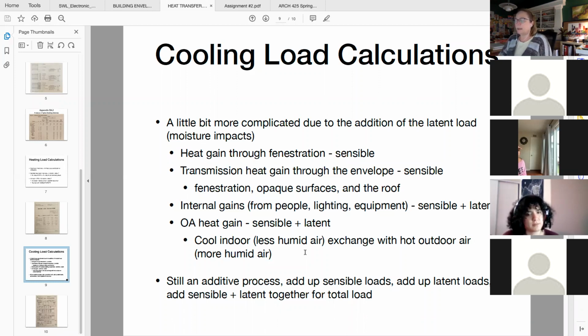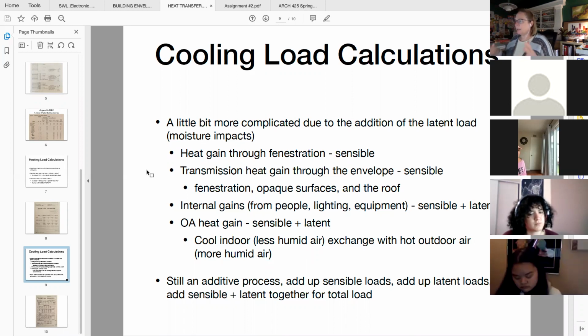So the key things to remember are we've got the heat gain coming through our windows. We've got the heat gain from the envelope. That comes from the fenestration, opaque surfaces, and the roof. Don't forget your internal gains for affecting the cooling load. Then your outdoor air factor.